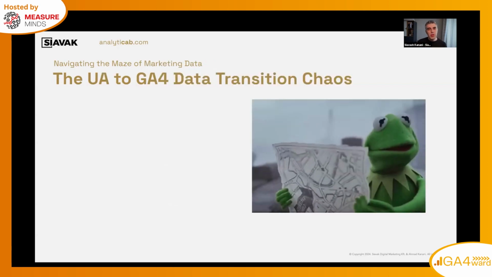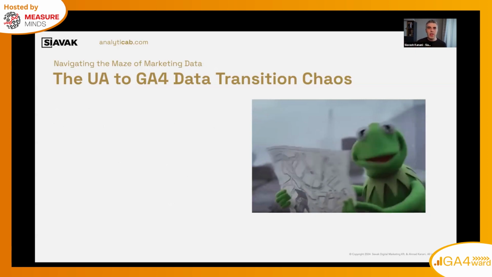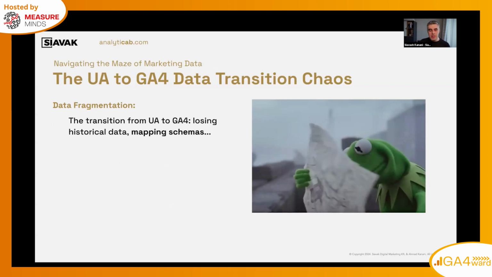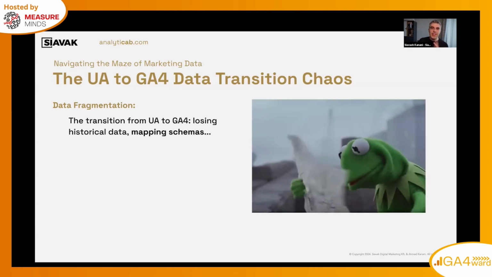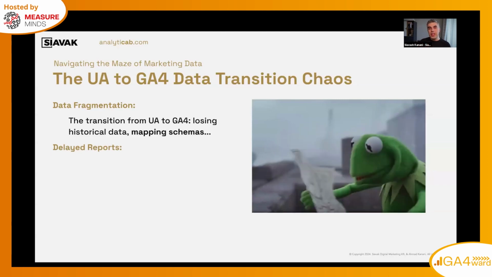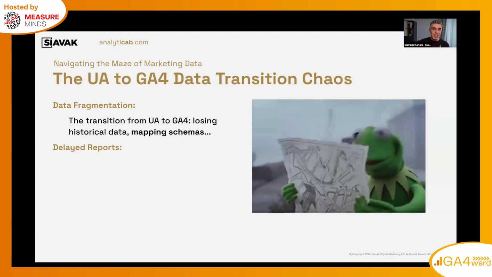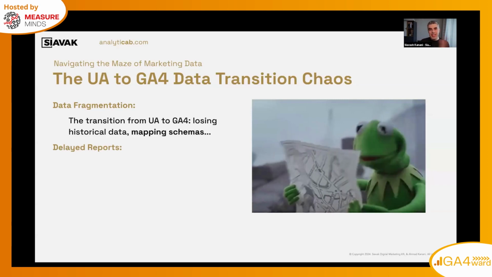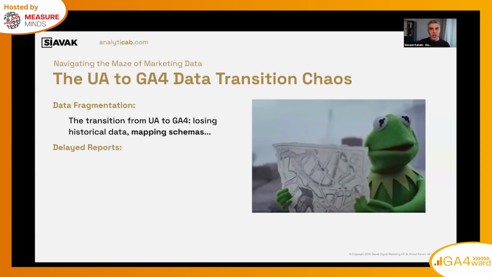When we tried to go through this kind of chaos of transition from UA to GA4 in the last few years, there were problems we needed to face. The data fragmentation, right? Losing historical data, mapping schemas. What are the equivalent metrics from these two platforms? How can we continuously report on a metric, track a metric, analyze a metric from these two platforms, especially for year-to-year comparisons at the beginning of the transition last year.